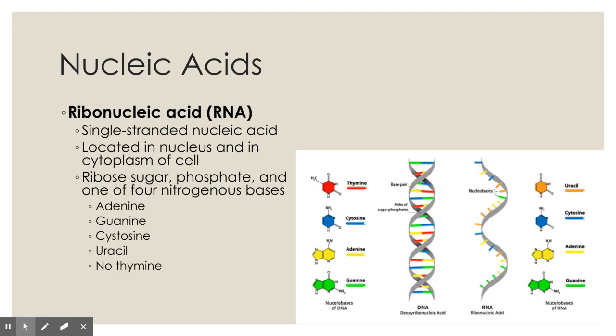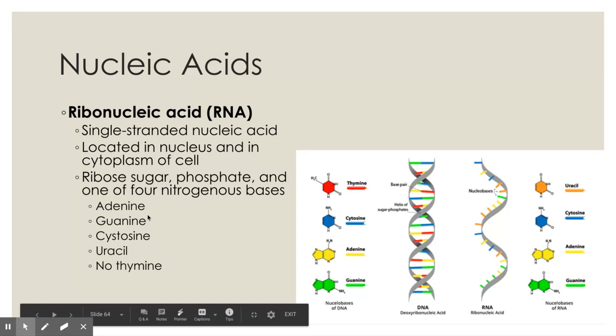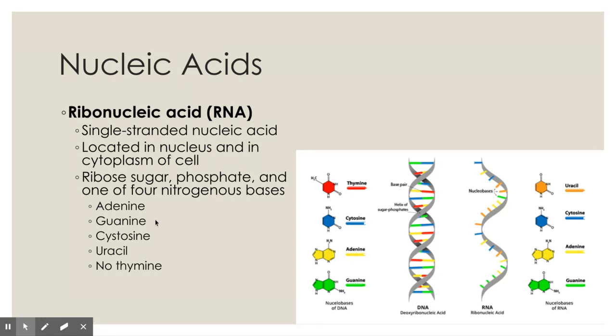RNA is a single-stranded nucleic acid. We find that in the nucleus of cells as well as moving out into the cytoplasm of the cell. We have a ribose sugar, a phosphate, and there are 4 nitrogen bases. They are similar to DNA, except instead of thymine, we have uracil. So let me back that up. We've got adenine, guanine, cytosine, and uracil.